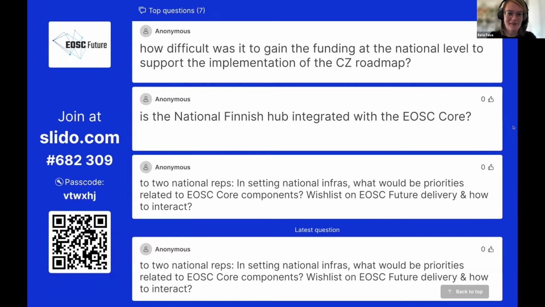And then there's time for just one question that's addressed to all of you as national representatives. So in setting up national infrastructures, what would be the priorities related to the EOSC core components? Do you have any wish lists on EOSC Future delivery and how to interact with it?